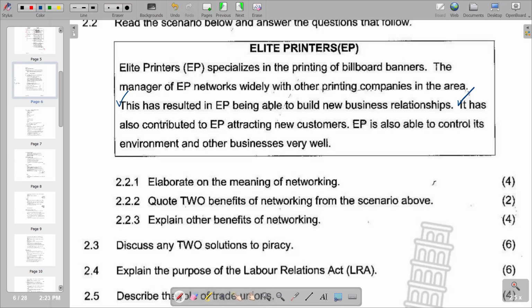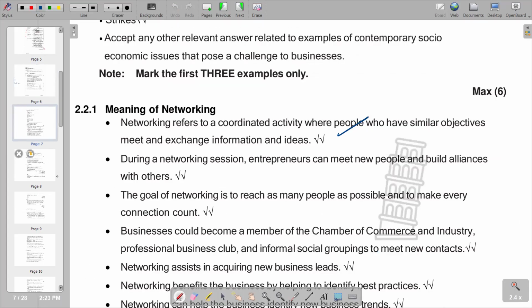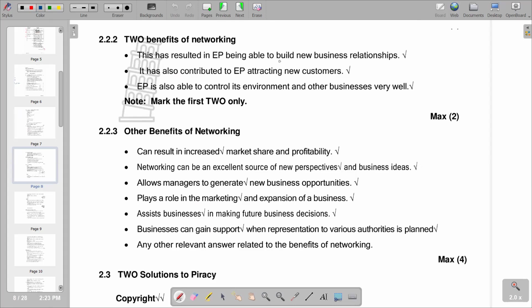And if you look at the last sentence, it reads EP is also able to control its environment and other businesses very well. So these are also positive results of networking, which are the benefits of networking. So exactly as we have in our answer section, this has resulted in EP being able to build new business relationships, and it has also contributed to EP attracting new customers. EP is also able to control its environment and other businesses very well. So these are the points that we have on that part.